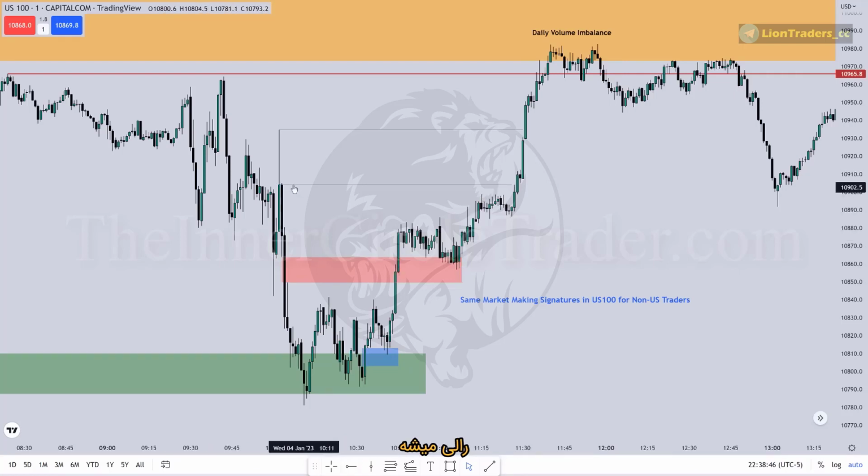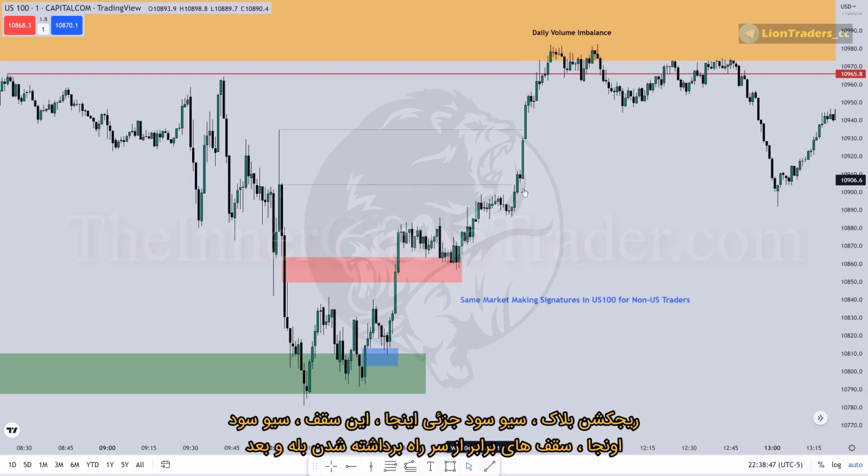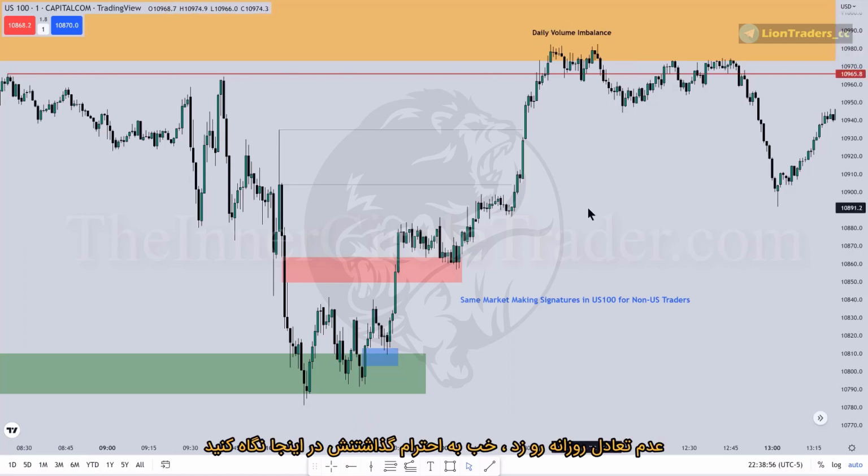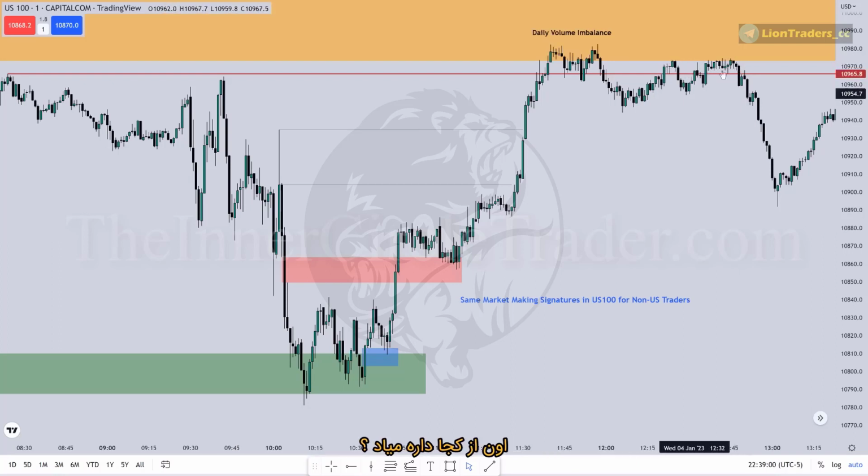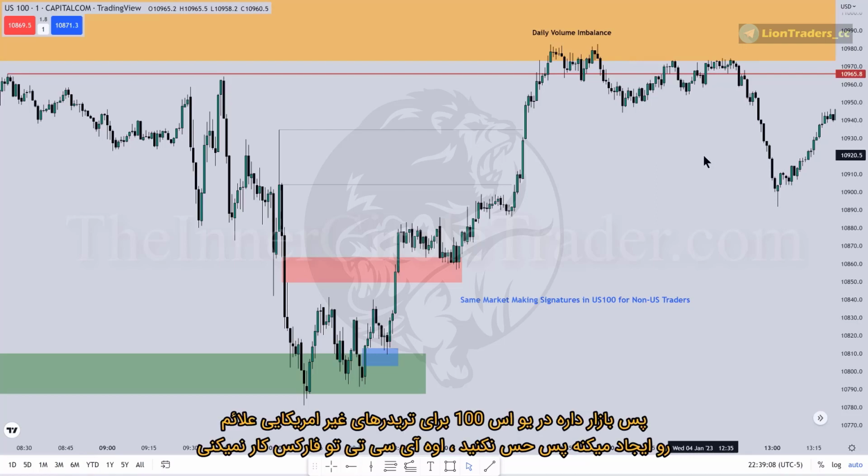It rallies. Rejection block, partial, right there. This wick high, partial there. Relative equal highs taken, yes, and then into the daily volume imbalance. Okay, so look at the respect of it here. See that? Where is that coming from? Right, there's nothing over here. That's the daily volume imbalance. That's the algorithm. Okay, so same market making signatures in the US 100 for non-US traders.